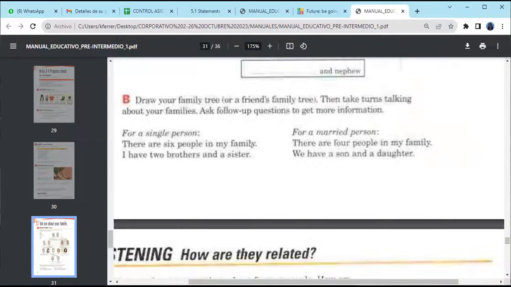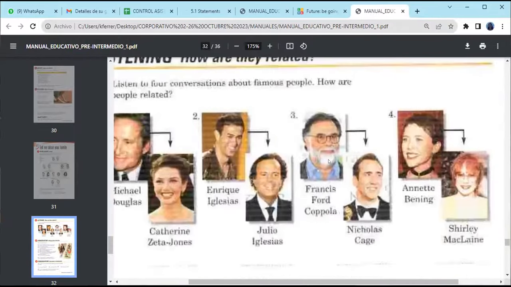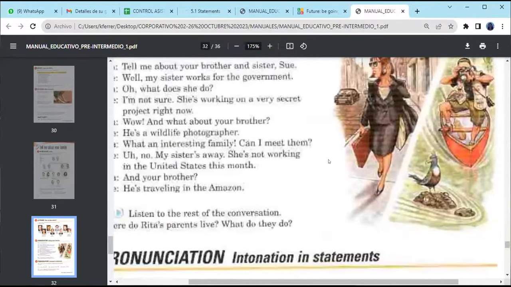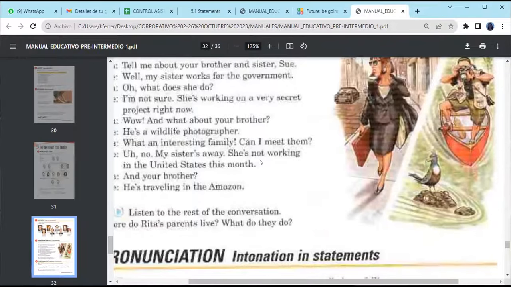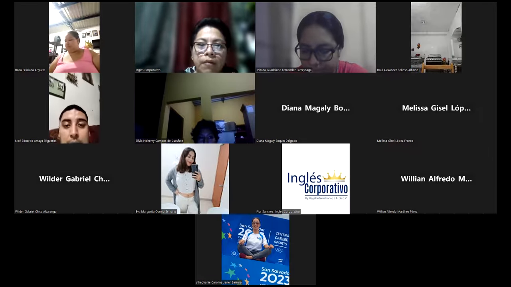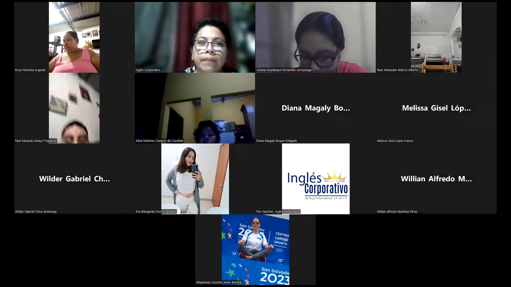How many members are there in your family? There are 6 people in my family. I have 2 brothers and a sister. For a single person, for a married person, there are 4 people in my family. Oh, we have a son or a daughter. Okay, then we're gonna continue here with more vocabulary and practice using family members. Talking about family members. Then the other one is platform.